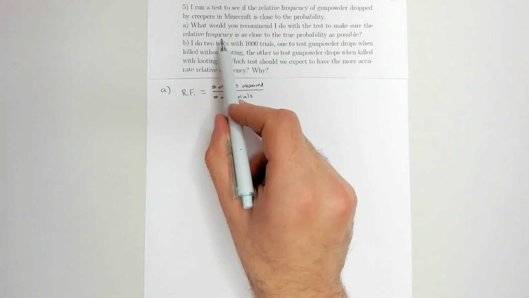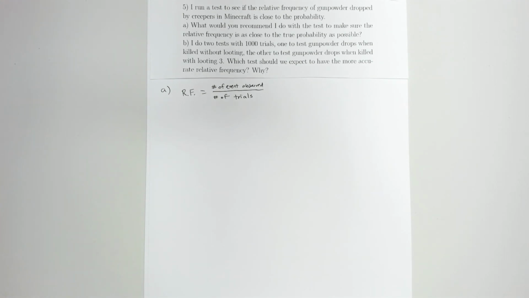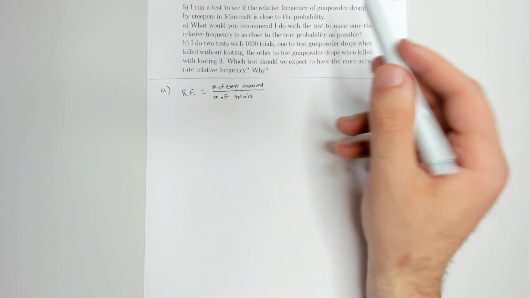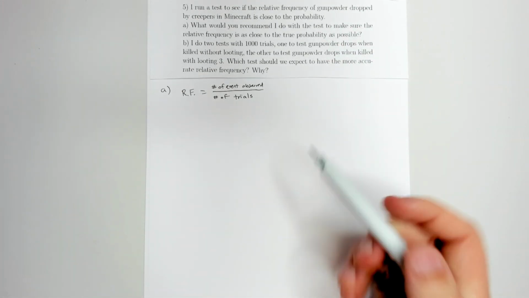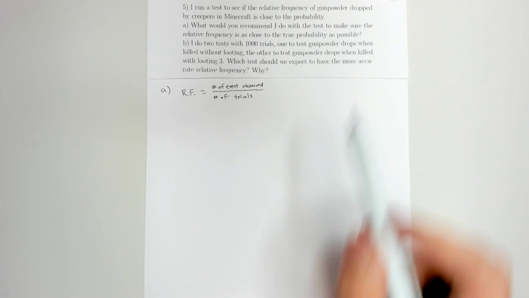Well, we have a relationship between the relative frequency and the true probability, and that's that the more trials you do, eventually the relative frequency for a large enough number is going to be close to the true probability, and if we do this infinitely, it becomes the true probability. And this is called the law of large numbers. So what this means is that we want to do more tests. If we do more tests, it'll help ensure that the relative frequency gets closer to the true probability.